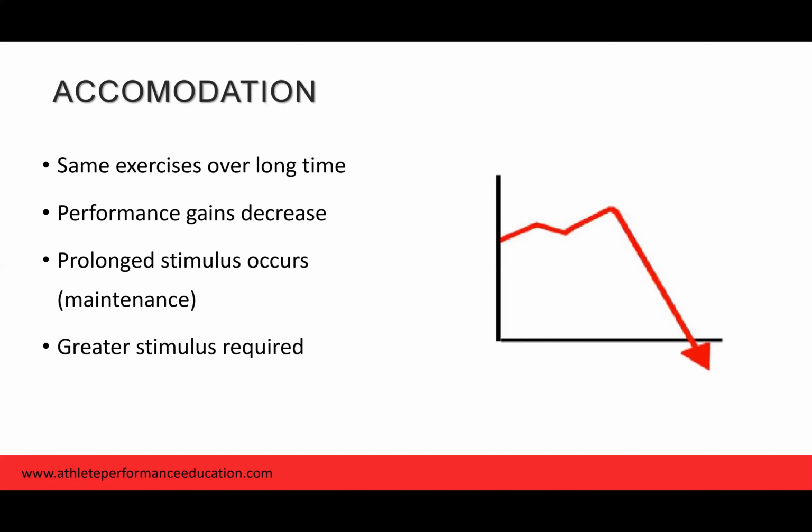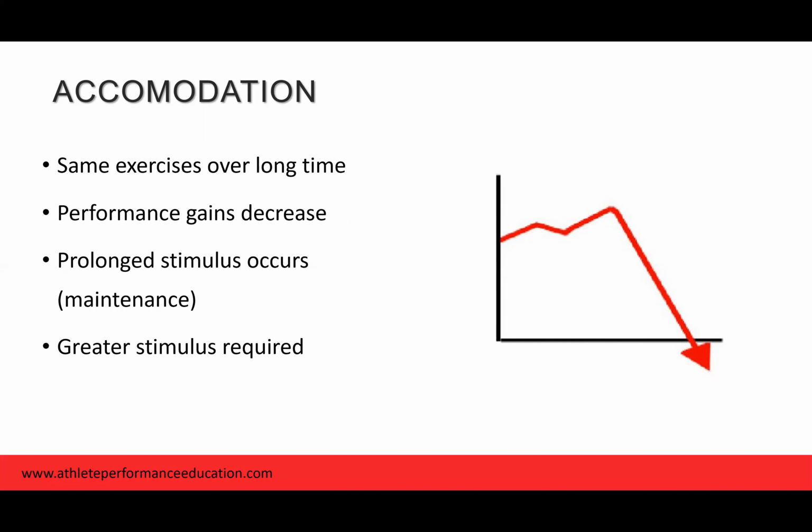Accommodation. An accommodation is essentially when we're completing the same exercise over a long period of time and we get a decrease in performance gains. So what starts to happen is that the rate at which we're improving starts to falter. One of the things that's not bad about accommodation is we get a prolonged stimulus. So what I mean by that is a maintenance of the adaptation occurs.